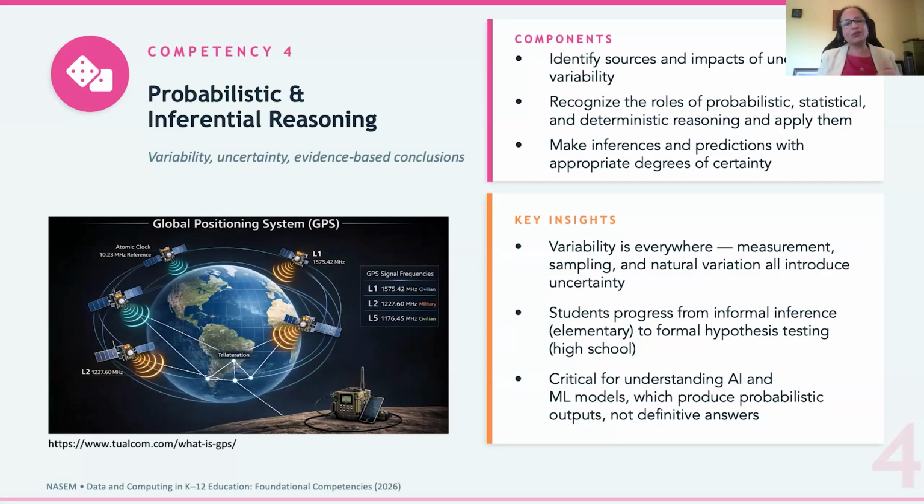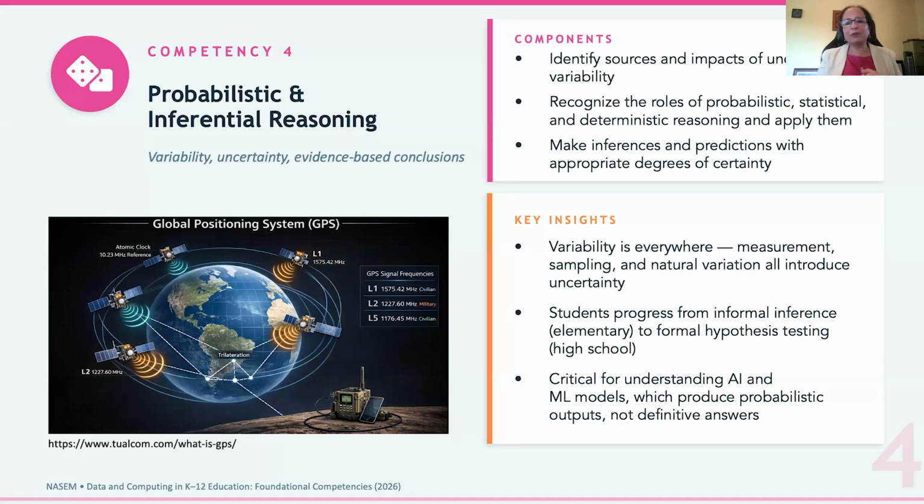First, identifying sources of uncertainty and variability from measurement, sampling, and natural variation. Second, recognizing the different roles of probabilistic, statistical, and deterministic reasoning. And in fact, the report shares two very vivid examples. One of weather forecasting, where predictions are probabilistic, and the GPS, which is clock accuracy affecting location certainty. And in both, deterministic equations underlie the systems, and yet the outcomes cannot be known with perfect certainty. So these are the kinds of understanding students should develop.